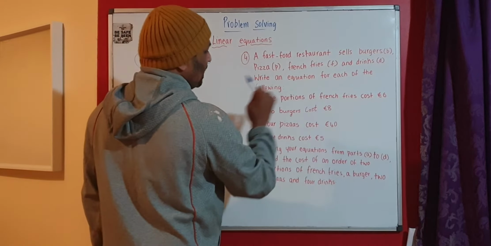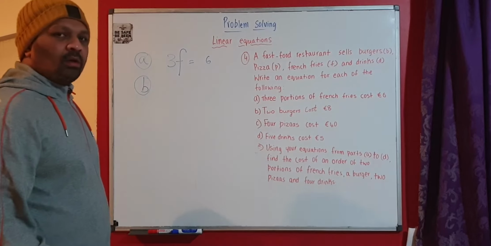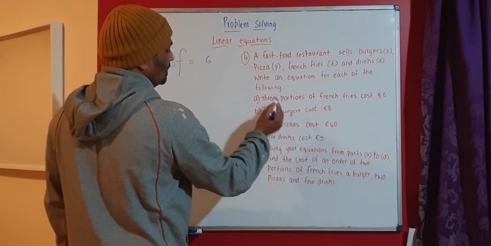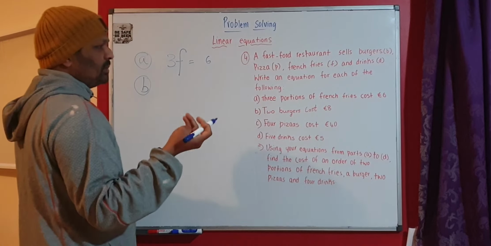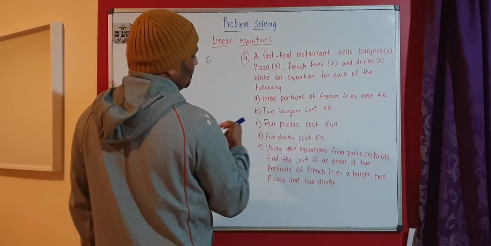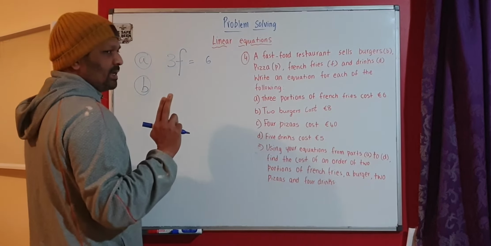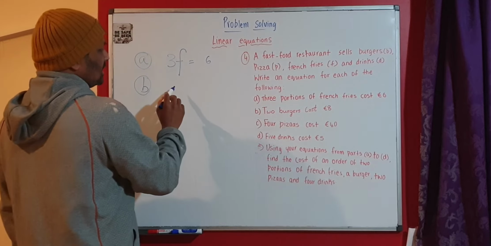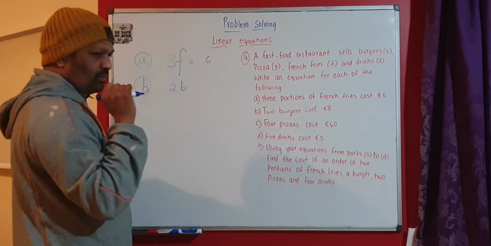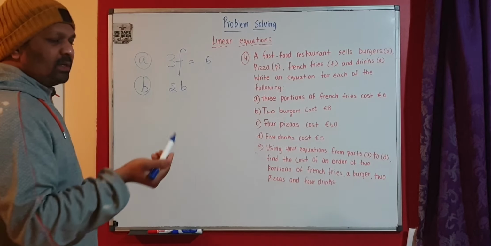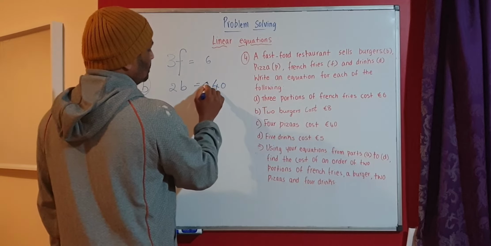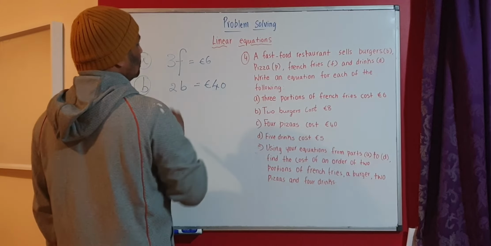two burgers cost €8. Let's assume that the cost of a burger is B, because we have a B here. B can be anything, we don't know what B is, but we have to write an equation for the given statement. Two burgers as in 2 into B, where B is the cost of one burger. Two burgers cost will be 2B is equal to 8 euro.